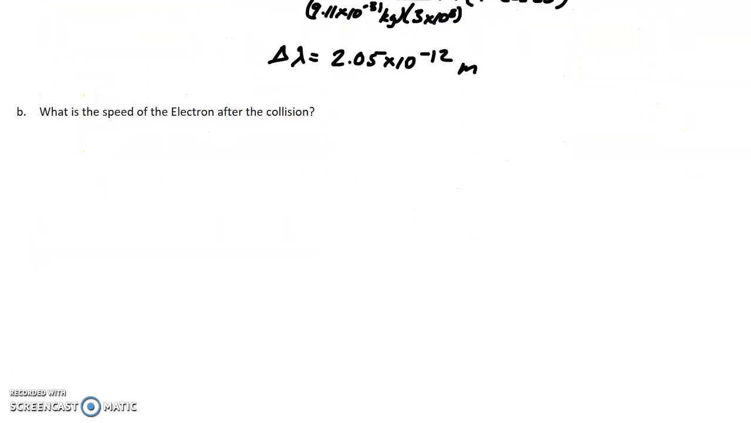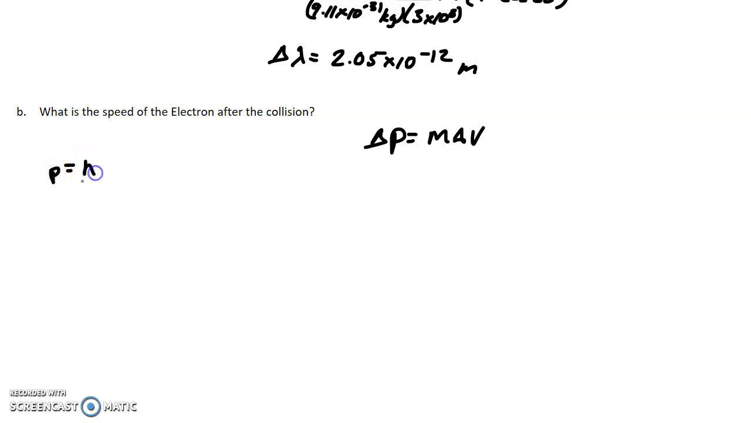What is the speed of the electron after the collision? Well, in this case, the first thing we're going to do is take a look at what's happening with the change in momentum of the electron, because the change in momentum is going to be equal to the mass times the change in velocity of the electron, by the law of conservation of momentum. And so we're going to take a look at the momentum here.